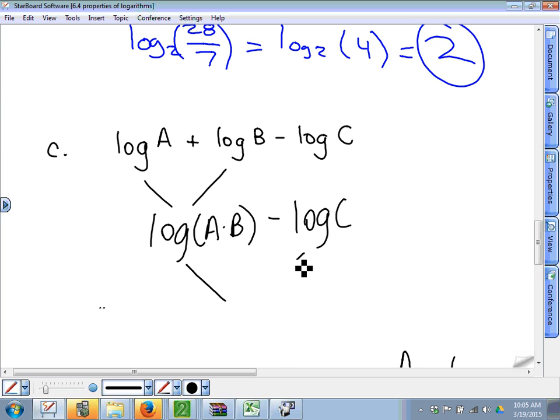There we go. So if you take these two logarithms and condense them, now there's a minus sign between them. So what does the AB have to do with the C? Divide. Gotta divide. So you're going to have log of AB divided by C. Okay?